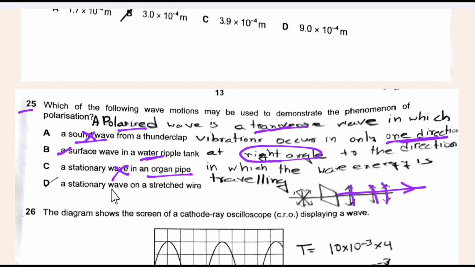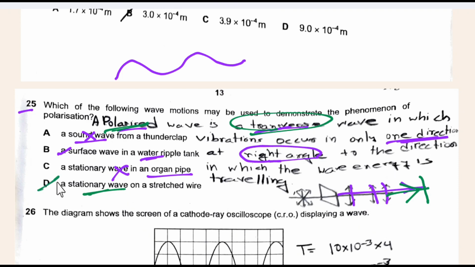Then a stationary wave in a stretched wire. We can use this to form a polarized wave, because the wave produced is obviously a transverse wave, and after polarization the vibration is perpendicular to the direction in which the wave energy is traveling. That means the rope vibrates in only one direction, perpendicular to the direction of wave travel. So the more appropriate answer is D compared to B.